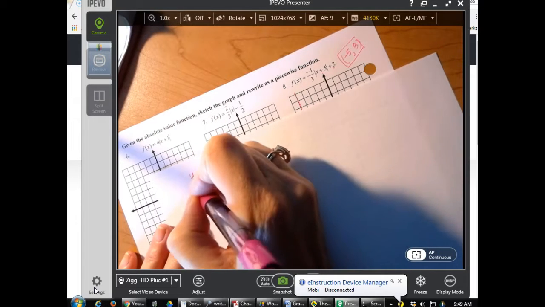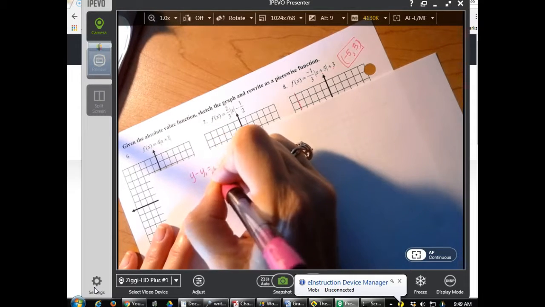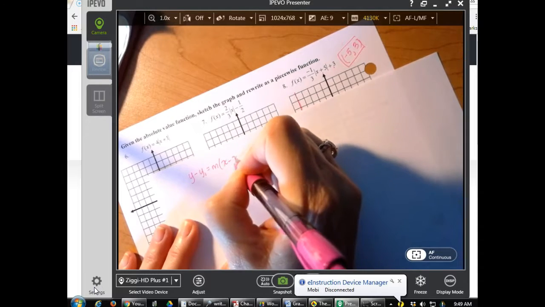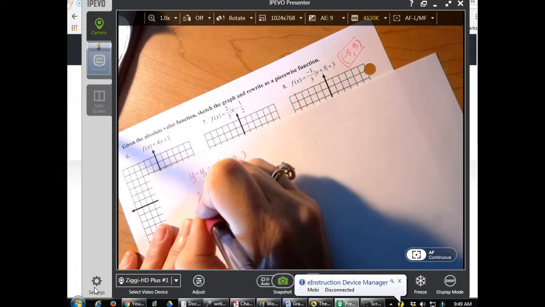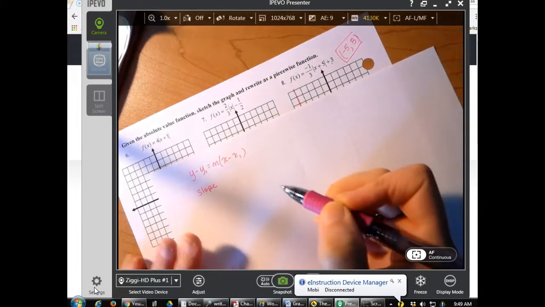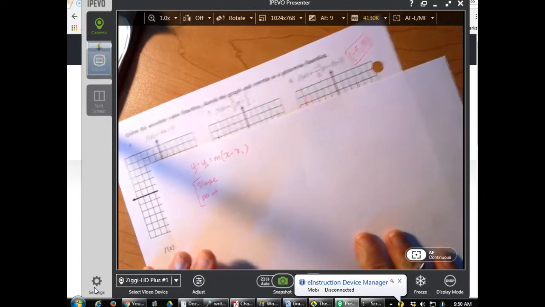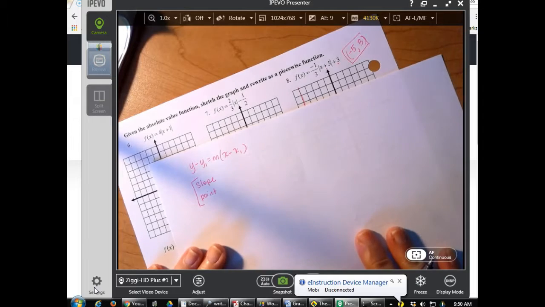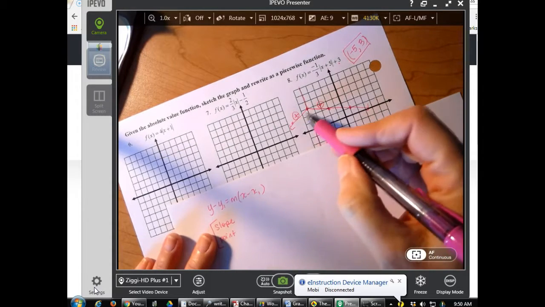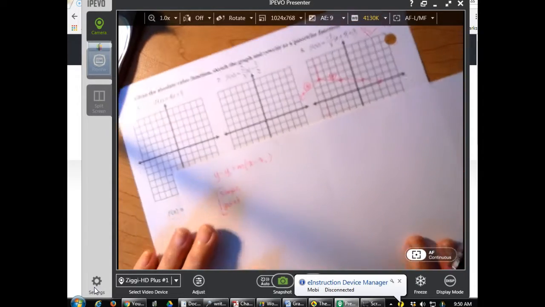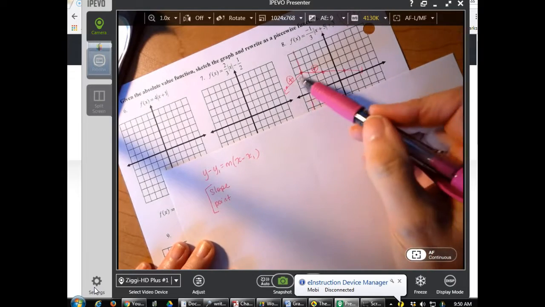So I'm going to use y minus y sub 1 is equal to m times x minus x sub 1. And all I need is the slope of the line, and I need a point on the line. I need two things, and I have two things for both of these lines that I'm going to write. Because remember, I need to write this equation and this equation. So let's do the left half first.